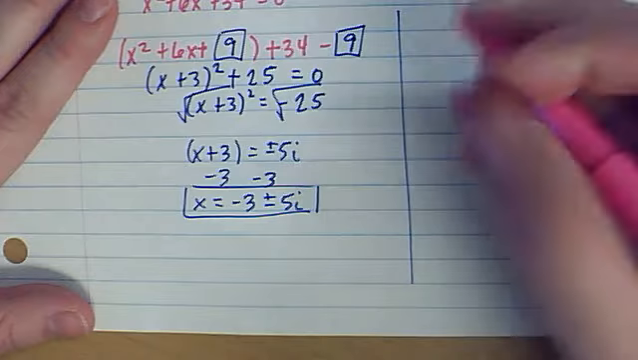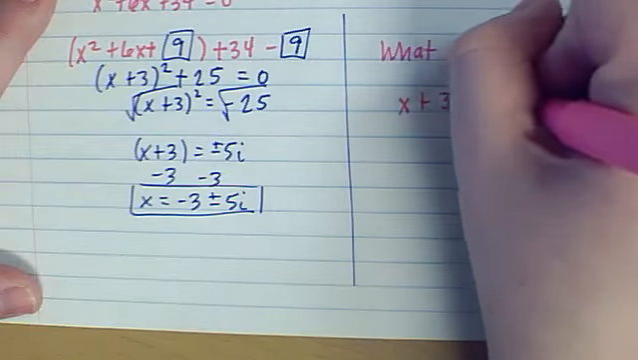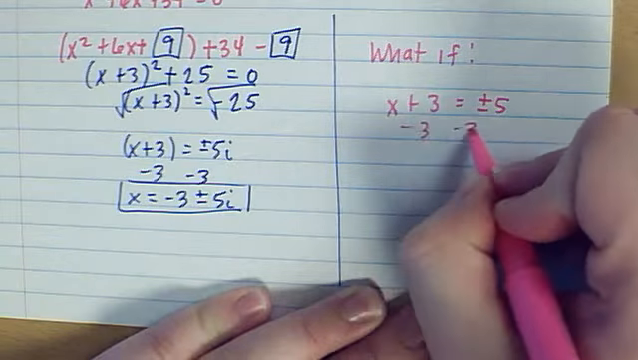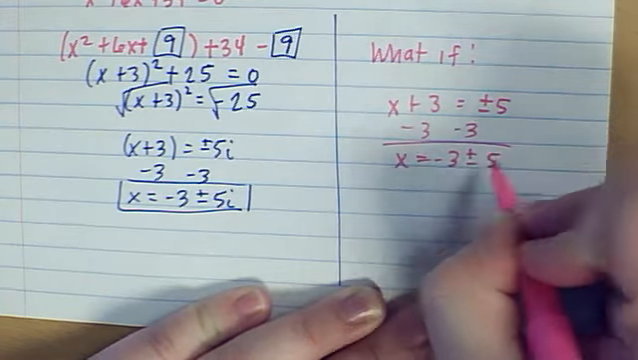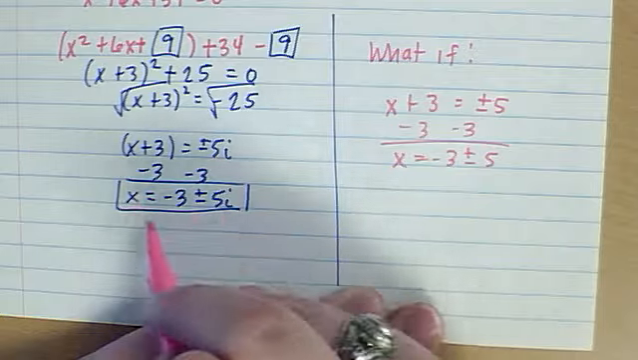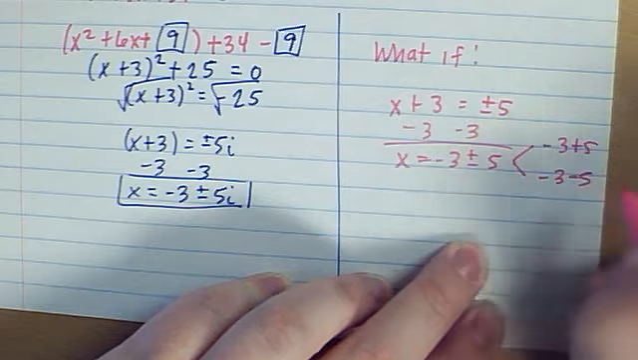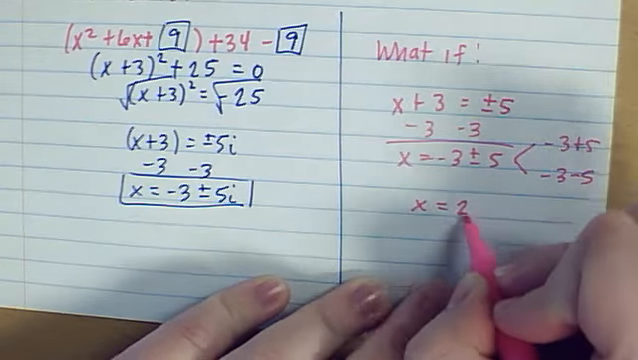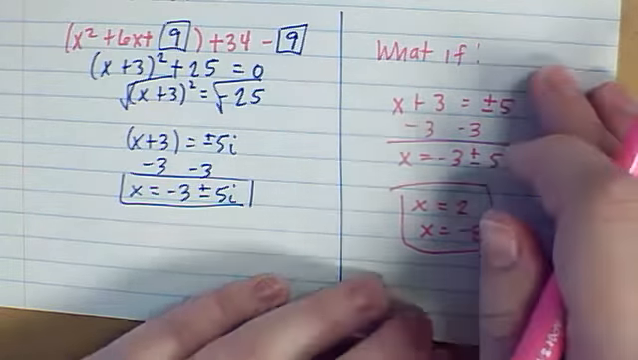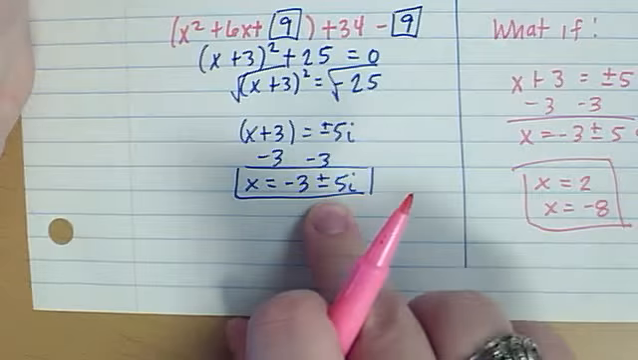Okay, here's a question for you. What if I had x plus 3 equal plus or minus 5? Well, I would do that same process. I would subtract 3, get x equals negative 3 plus or minus 5. Since these are both real numbers, I can go ahead and combine them. Since this one was real and this was imaginary, I have to keep them separate. But this becomes negative 3 plus 5 and negative 3 minus 5. So x equals 2 and negative 8. I would have both of those answers. So make sure that if they're real numbers, you combine them, and if they're not, leave them in that simplest form.